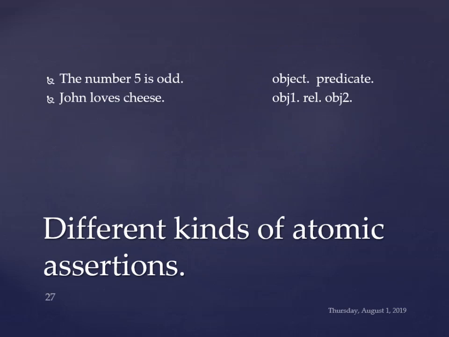Here you have two objects. You have John, you have cheese, and then you have a relation called loves. John loves cheese. Here's another one: Chicago is between New York and LA. Here you have three different objects. You have Chicago, New York, and LA, and they are related to one another by the "is between" predicate.